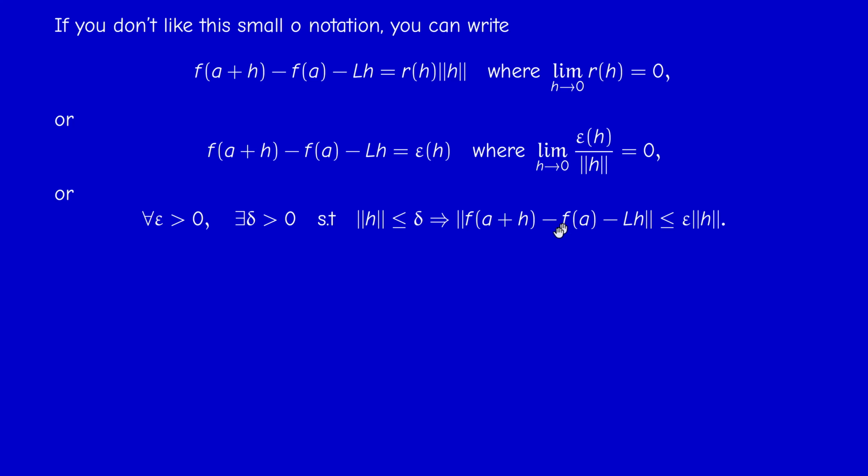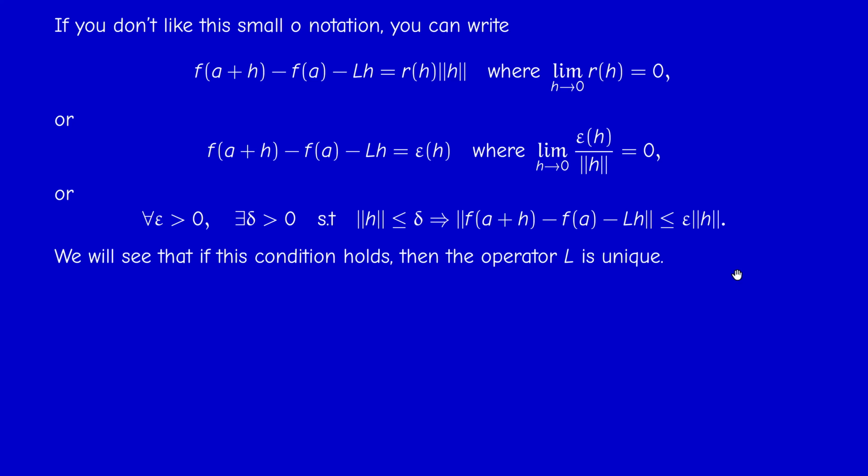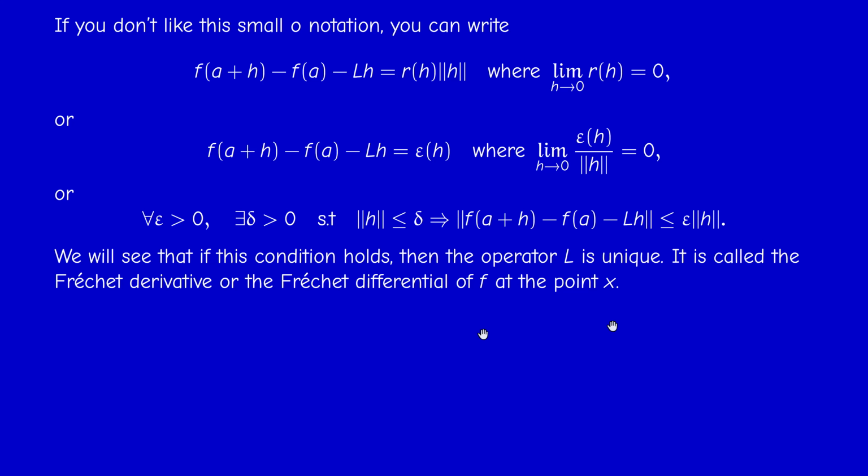Or you can go back to this definition with epsilon and delta. Okay, so the idea is the same. It's just linear approximation. So there's no mystery. Now, we will see that if this condition holds, then the operator L, the linear bounded operator L, is unique. We'll prove that. Okay? And it is called the Frechet derivative or Frechet differential of f at the point A.